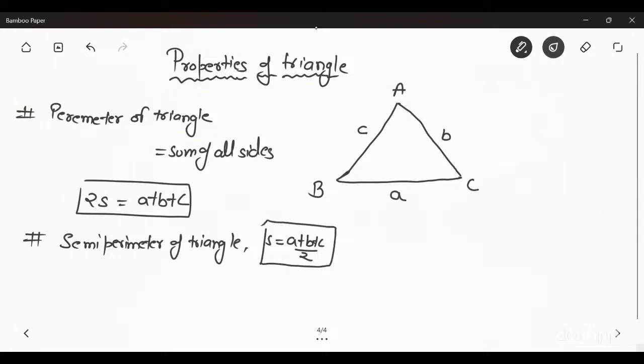Now the third one is area of triangle. We know that area of triangle is half base into height, but in terms of S, we can write it as the square root of S into (S minus a) into (S minus b) into (S minus c). Okay.